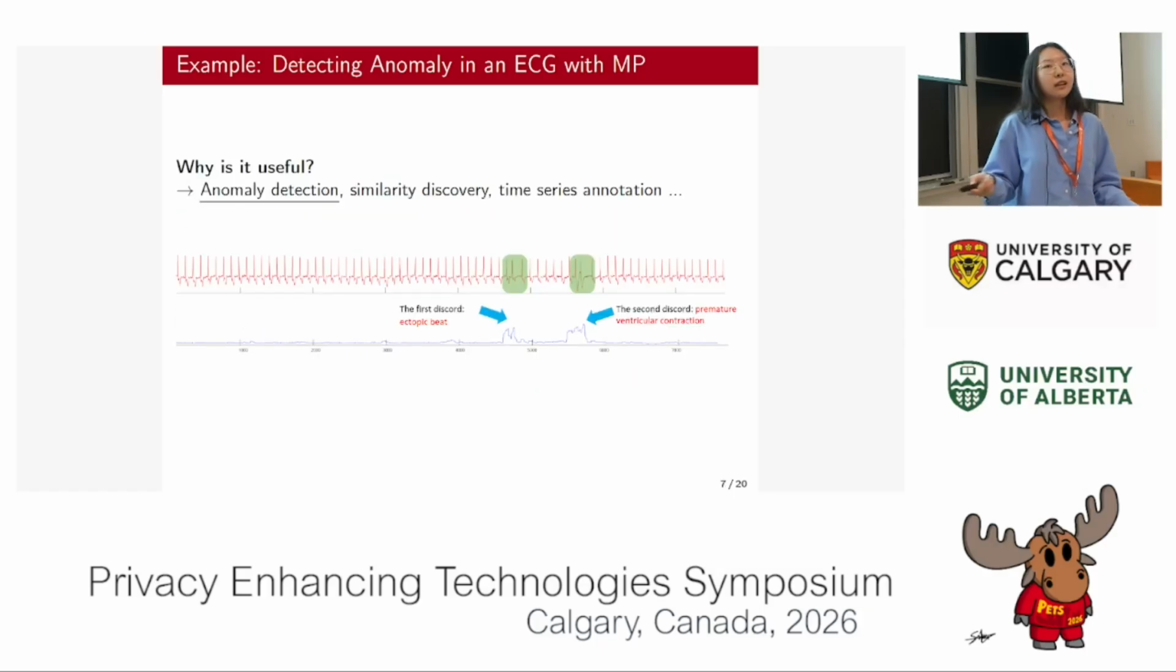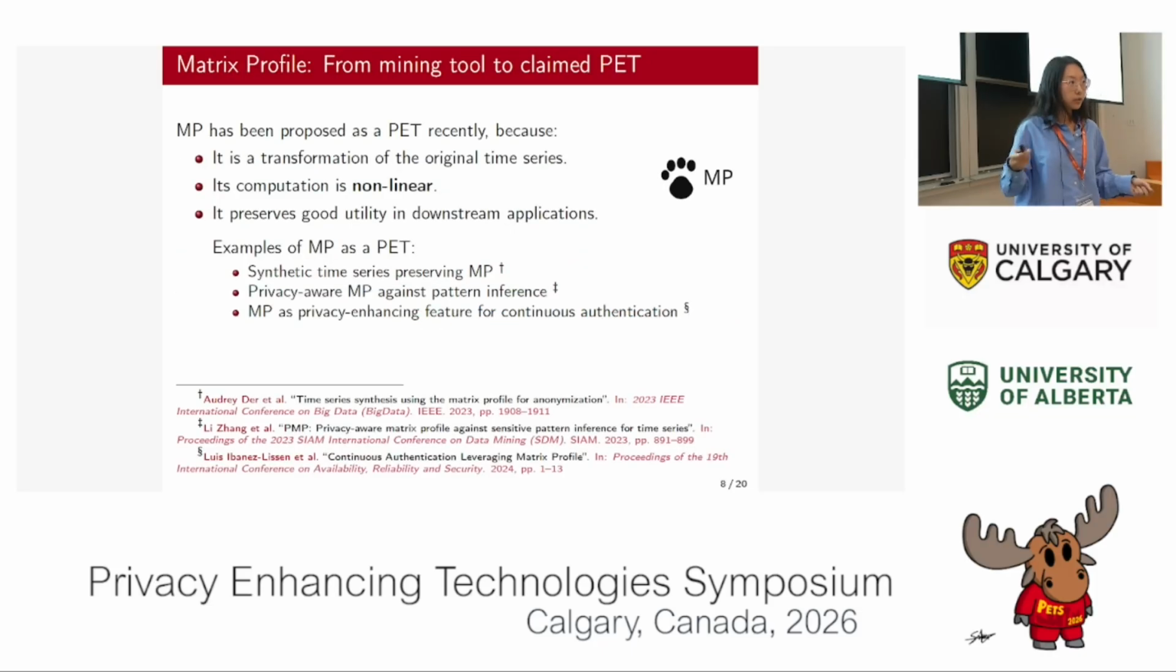So why is it useful? In this example, if we have a look at this blue vector, which is the matrix profile, we can obviously see two peaks. These two peaks actually indicate two heartbeat anomalies in the original time series. That is why it's useful. It's very easy to do time series data mining tasks like anomaly detection in regular pattern time series, similarity discovery in irregular pattern time series, and also time series annotations. It's very easy to use, so it has become very popular in the time series mining community.